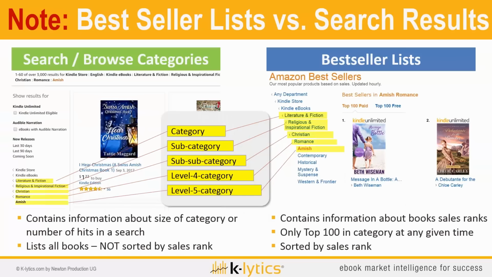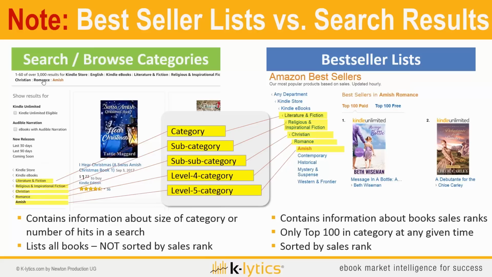So what we have here is, and note there's an important point. If you are on that part of Amazon, you are on the right-hand part. You are diving into what is called the bestseller list. Bestseller lists at any point of time only show you the top 100 best ranking books in that very category at a point in time.